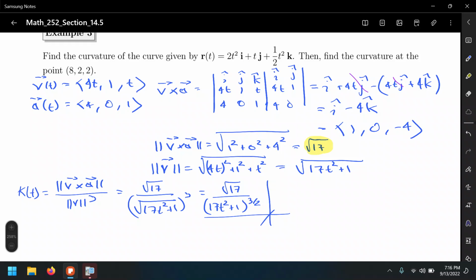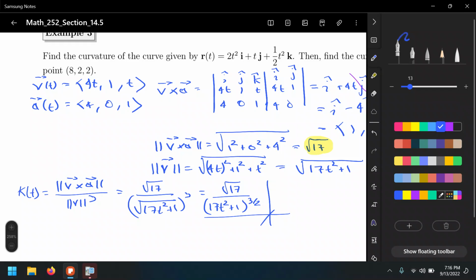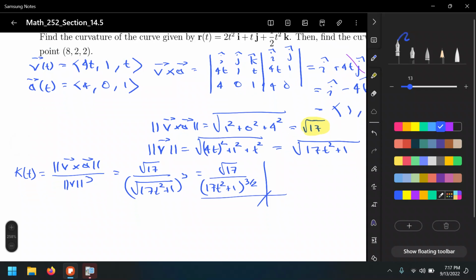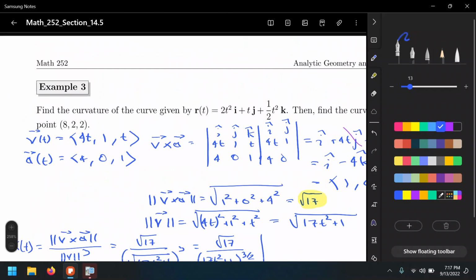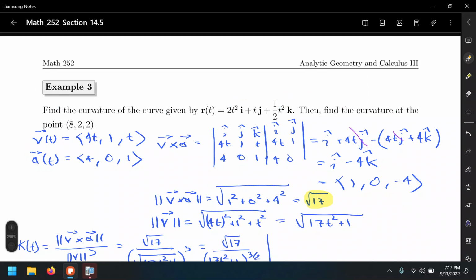Well, in some cases it would be more straightforward: find it when t equals 2, when t equals 5, etc. But in this case, it's given in the form of the ordered triple. So this is what we're going to do. Let me write down the ordered triple on top of the vector valued function. This 8 corresponds to x, this corresponds to 2, and this corresponds to another 2.